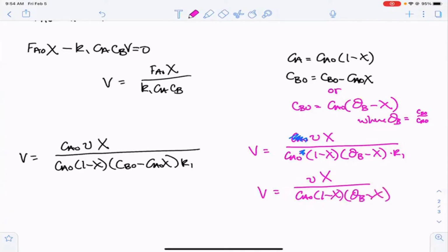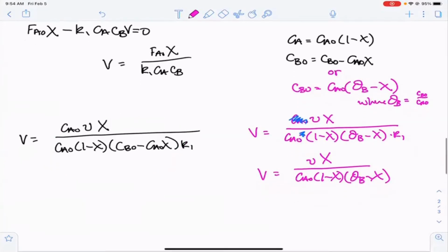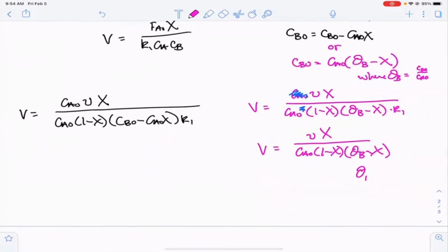I personally don't have a preference for which form you choose to use. Now, we know these from the problem statement directly. So I'm going to use the magenta form of this equation. So I know that theta B is equal to the ratio of the initial concentrations. So that was 1.5 molar for B over 1.2 molar in A, and so that's equal to 1.25.